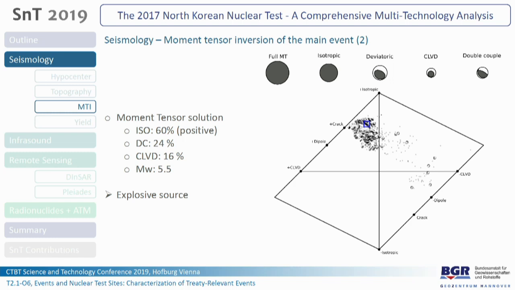And here we see all the models that we calculate, and the little blue square indicates the best fitting model, which has these parameters. But more or less all of the models that show a good fit are in the range of a very high isotropic component.